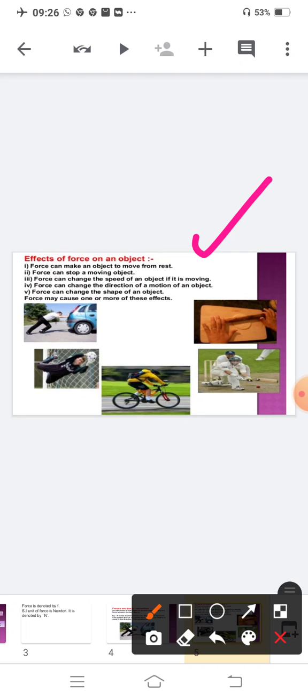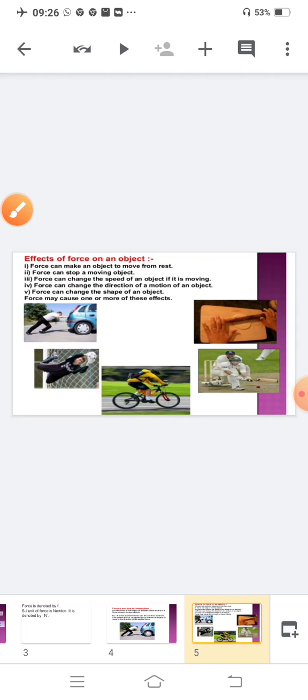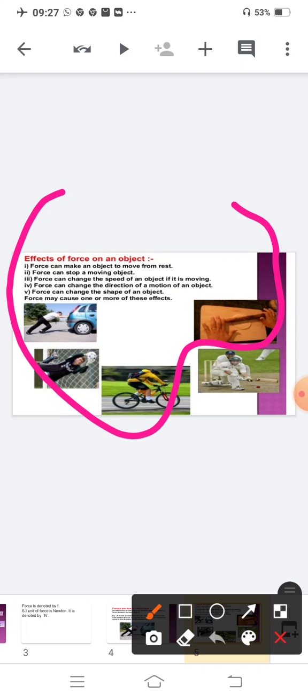Force can stop a moving object. Force can change the speed of an object if it is moving. Number four, force can change the direction of motion of an object. Force can change the shape of an object. These are the effects which can be caused when you apply force.